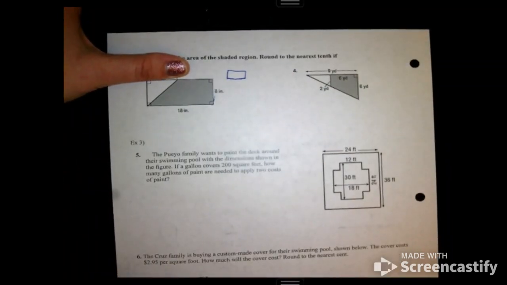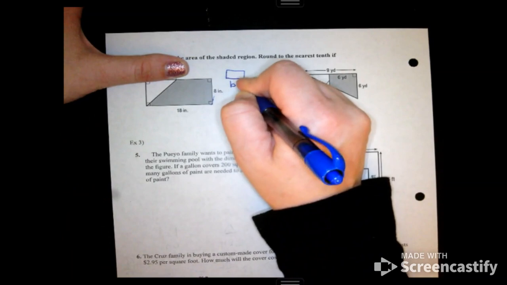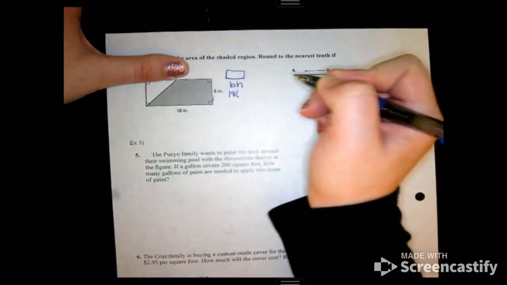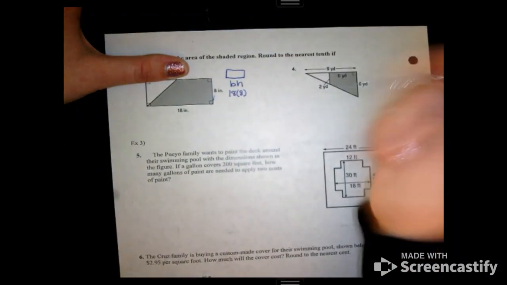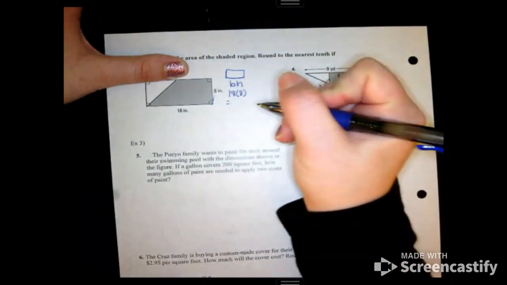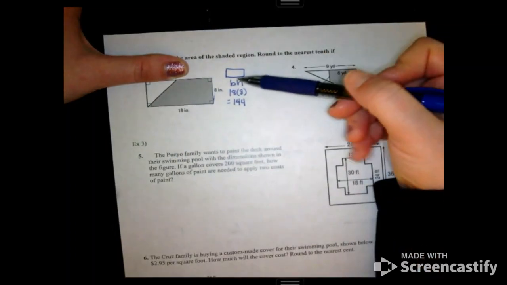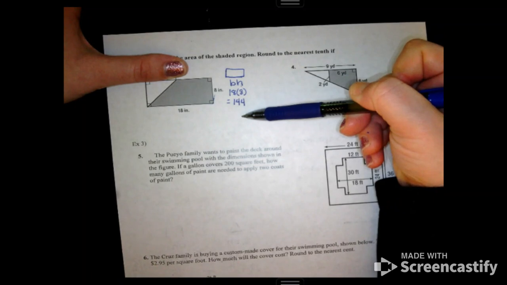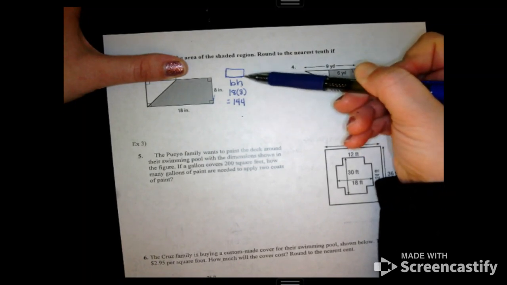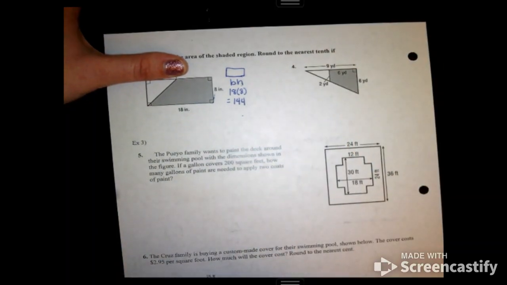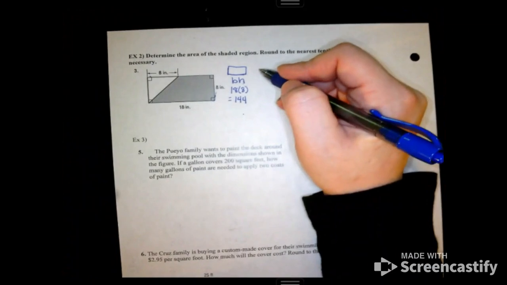What's my formula for a rectangle? Base times height. Okay. What's my base? 18. What's my height? Okay. If I multiply 18 times 8, what do I get? 144. Okay, so did I do exactly what I did on the front? Yes. All I have to do, identify my shape, my formula, plug in my numbers, and there's my answer. That's the 4 steps we did on the front. Yeah, that's it.